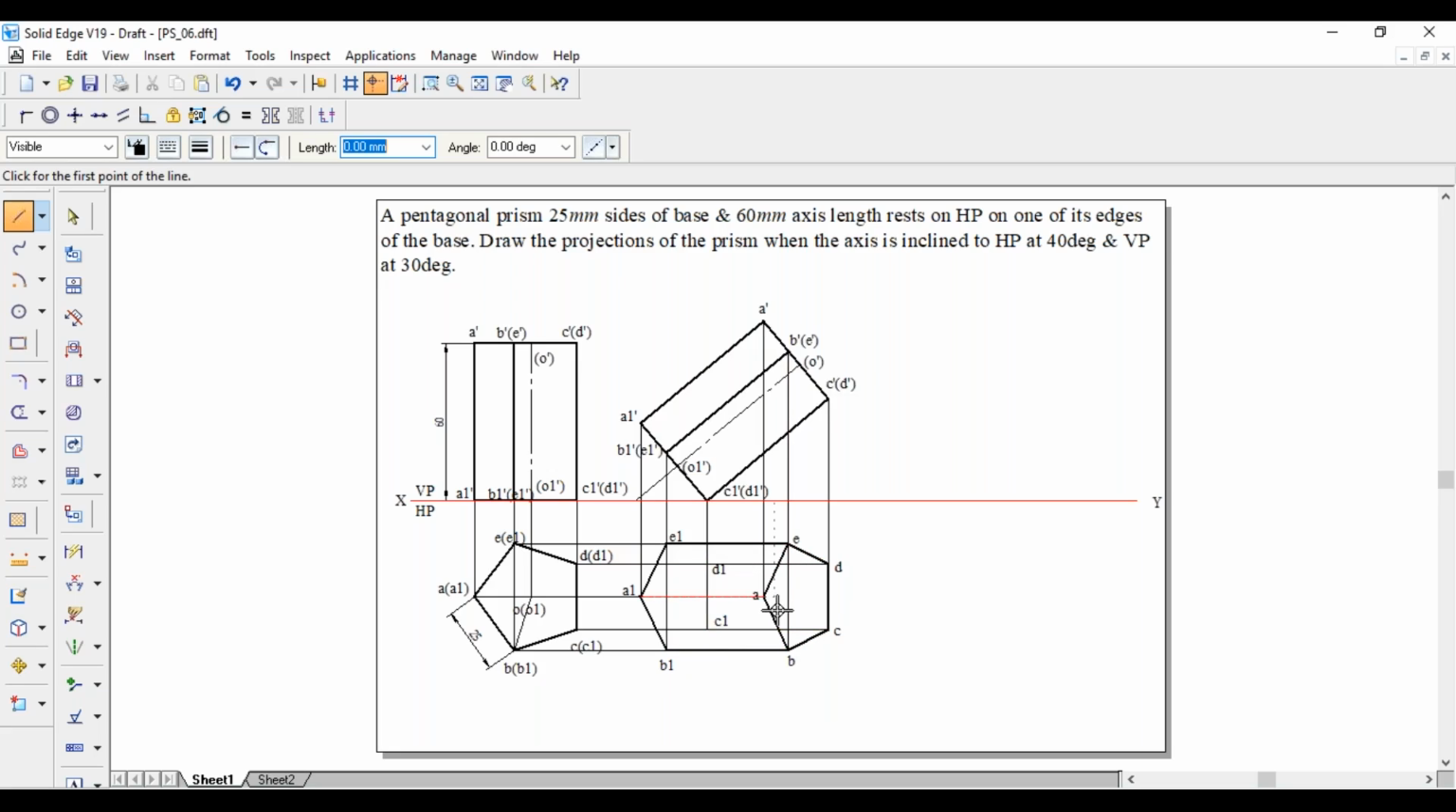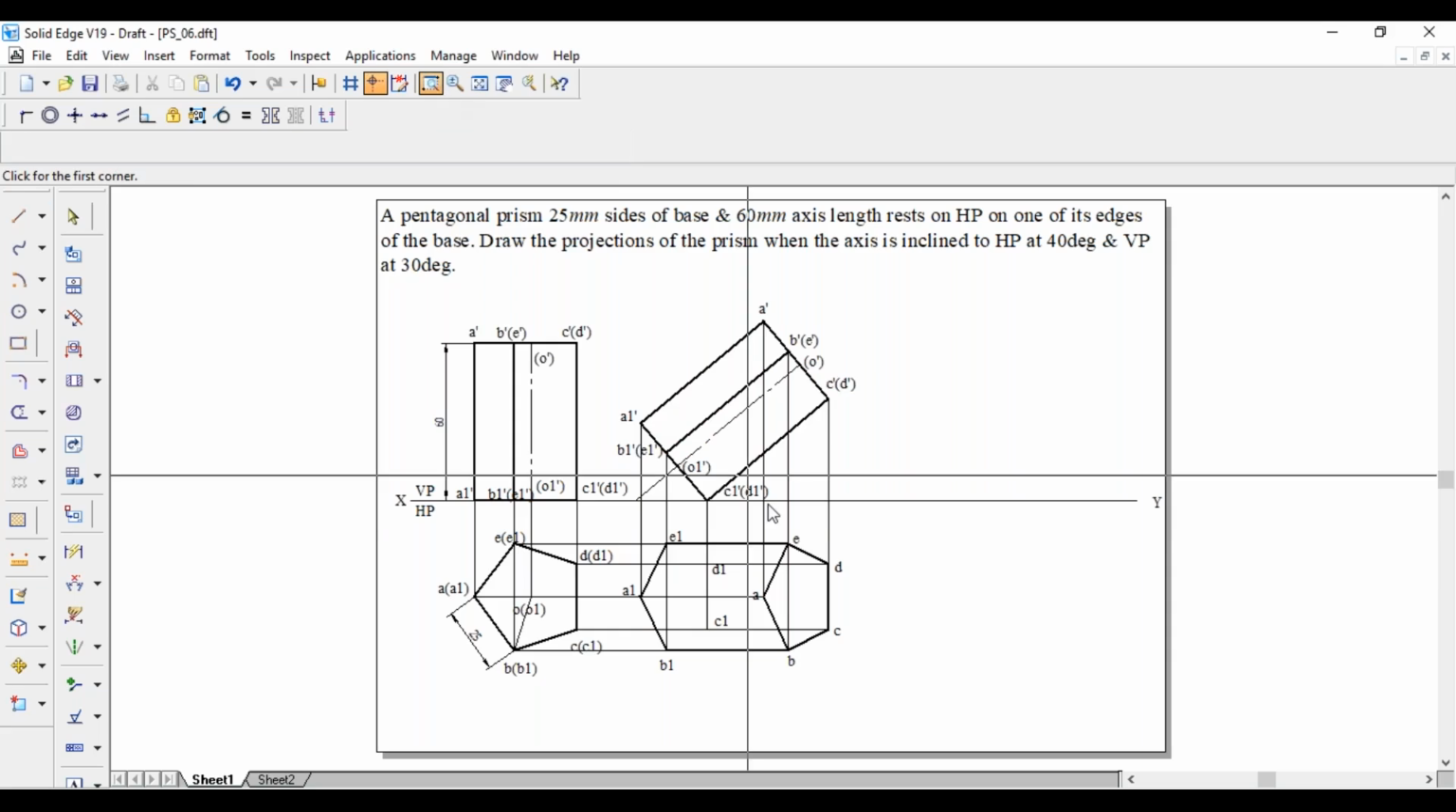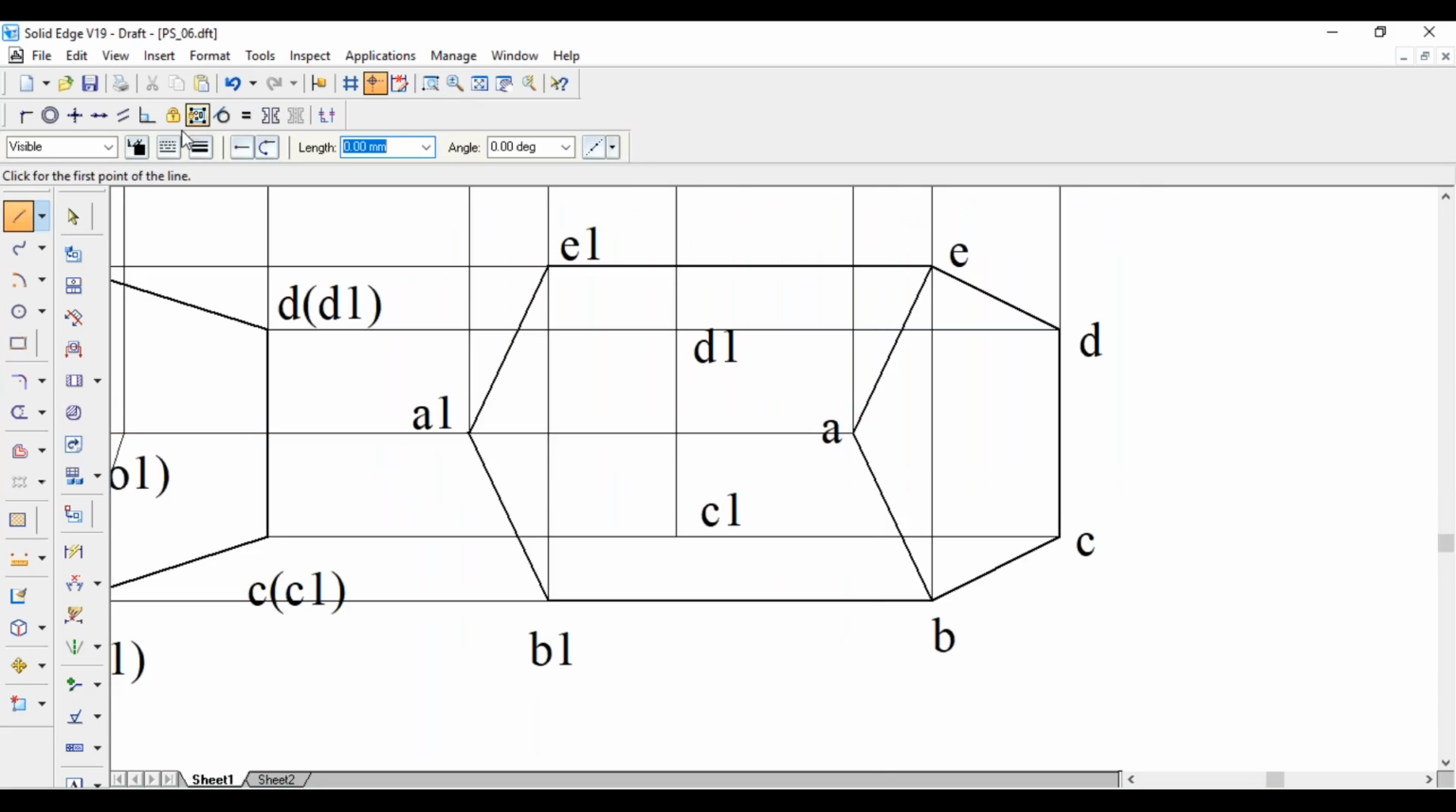Whereas B1C1 and E1D1. So b1 dash c1 dash, behind that one e1 dash d1 dash will come. So both are away from the observer. So those two are also invisible. So join those two also with a dotted line. So B1 to C1, to this one, and E1.